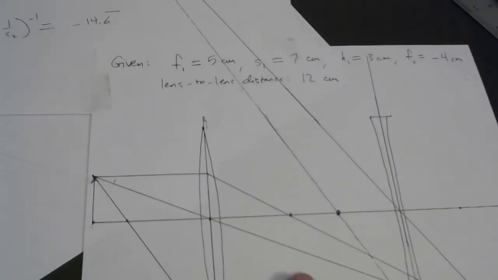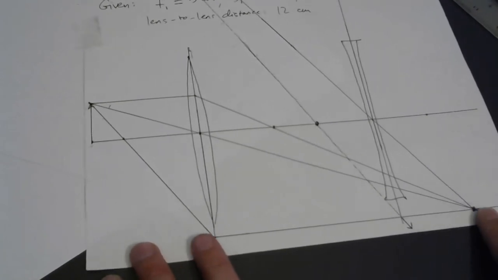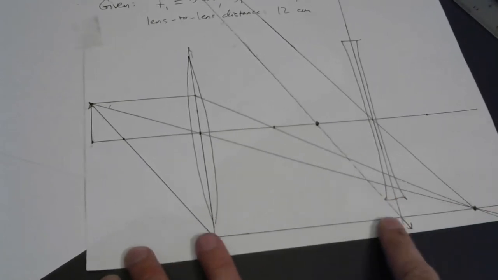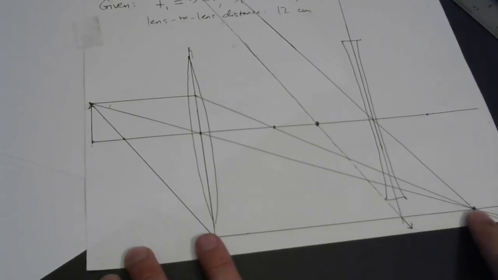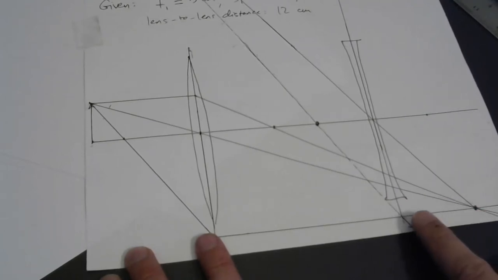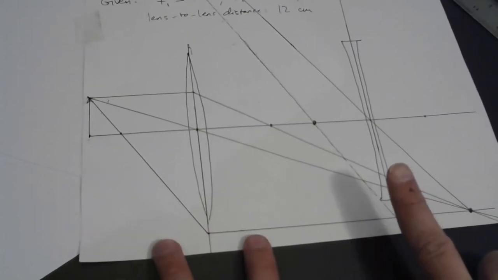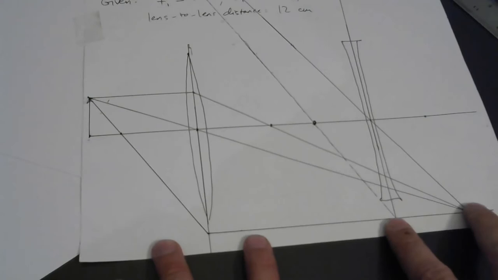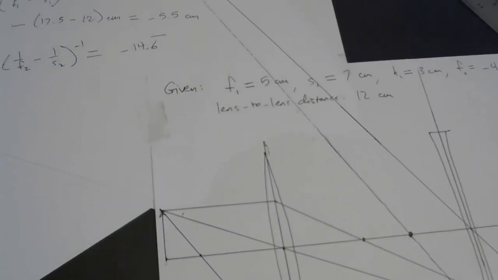Okay. Well, if this is 17.5 centimeters, but the lens to lens distance is 12, then this would be 5.5 centimeters. This image would be 5.5 centimeters to the right of the diverging lens. So that means my object distance for the diverging lens would be 5.5 with a minus sign. Remember, that's the weird thing about this problem, that the object is on the wrong side of the lens, so we have to give it a minus sign.